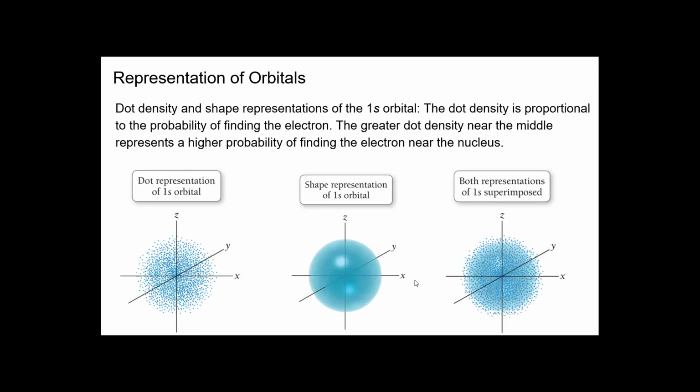Okay, so representation of orbitals. Dot density is exactly what it means. It's dots. But if we do it as a sphere, that still means that the electron is somewhere in this sphere. And both represent the same thing, so we superimpose them, nothing really changes. It's exactly matching. So one's just dots, one's shape, and then both superimposed. The greater dot density near the middle represents a higher probability of finding the electron near the nucleus.